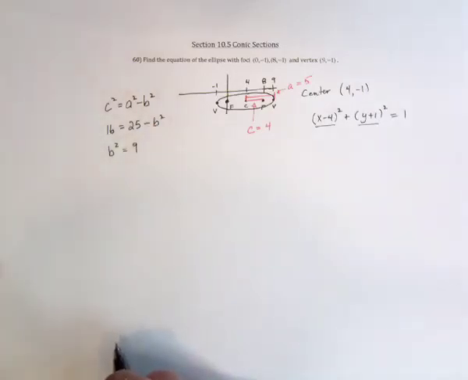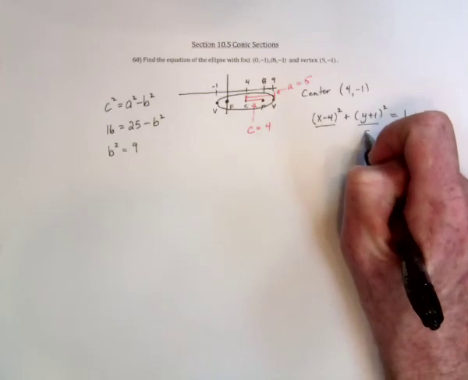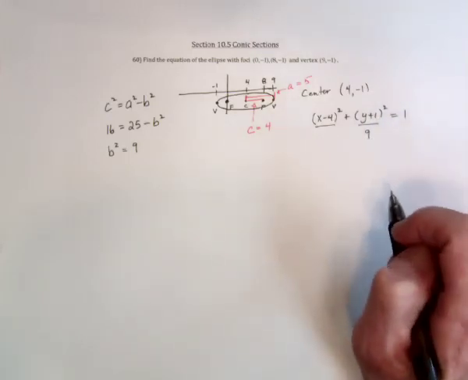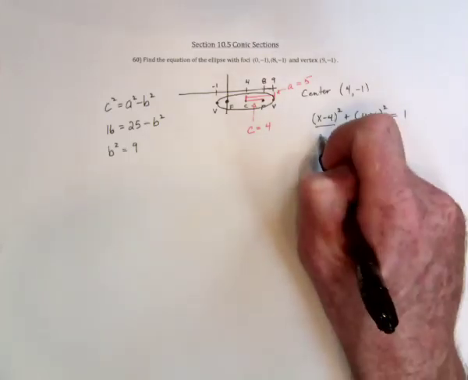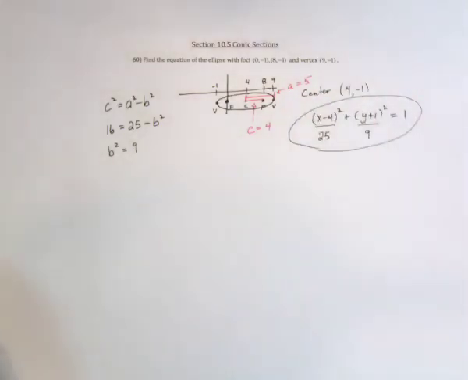and we're about done. You don't need to solve for b because what goes under here is not b, but what goes under here is b squared, so that's a 9. And then what goes under here is a squared, so that's going to be 25. So there is the equation of the ellipse asked for.